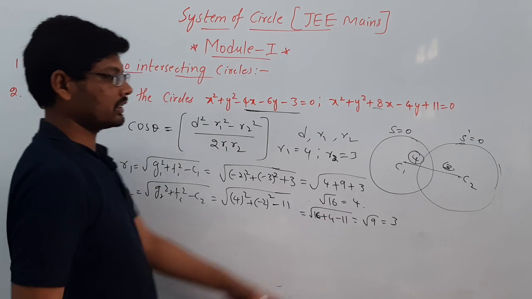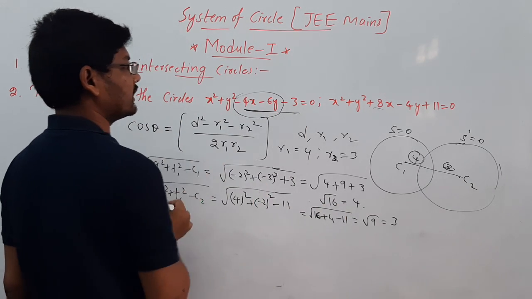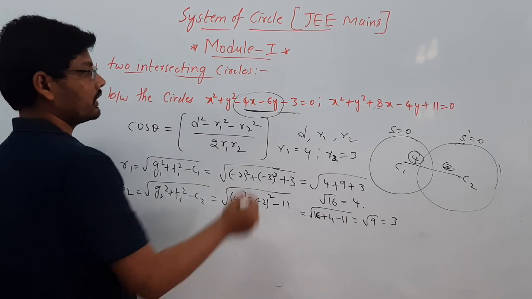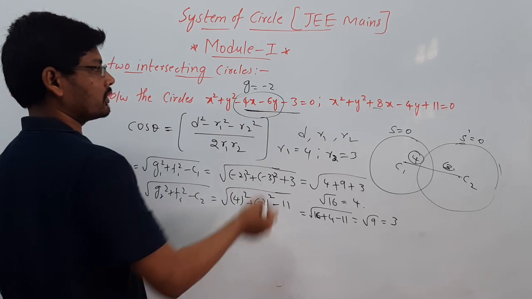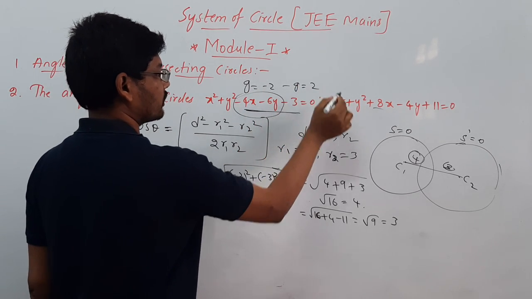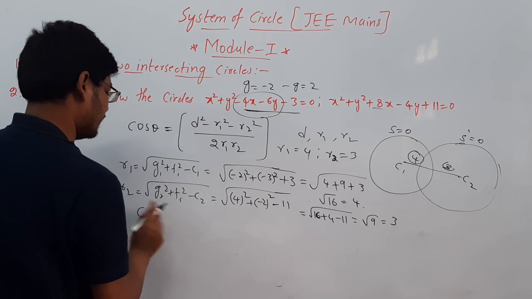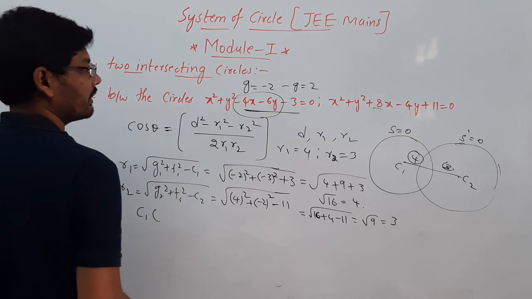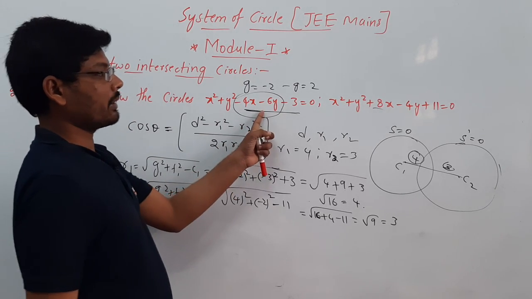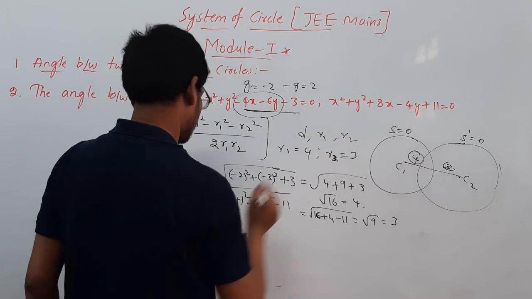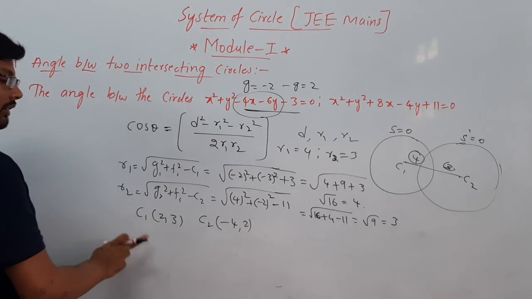D is nothing but the distance between C1 and C2. C1 from this circle, C1 is minus g, minus f. Here g is minus 2, minus g is nothing but plus 2. Here C1 is nothing but 2 comma 3. Here C2 is minus 4 comma 2.